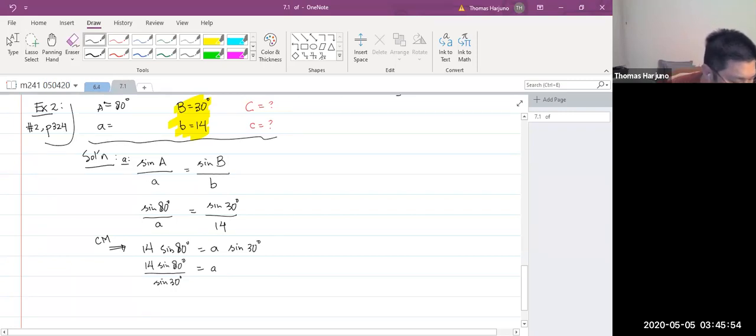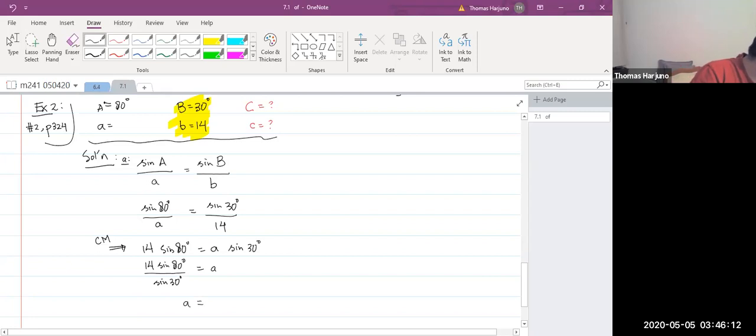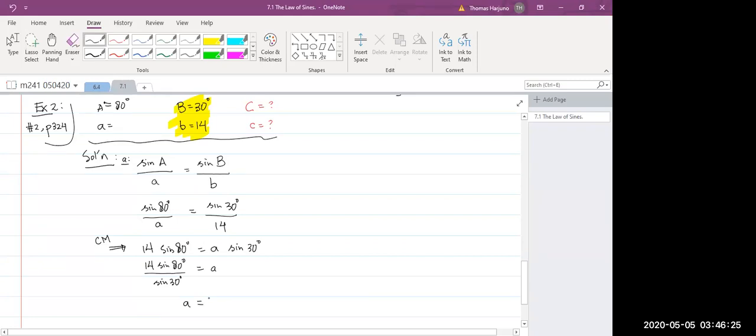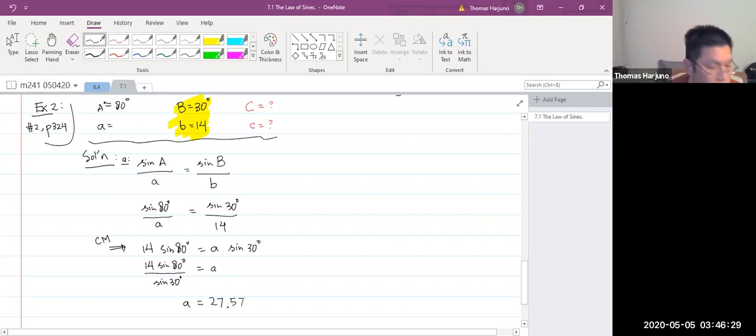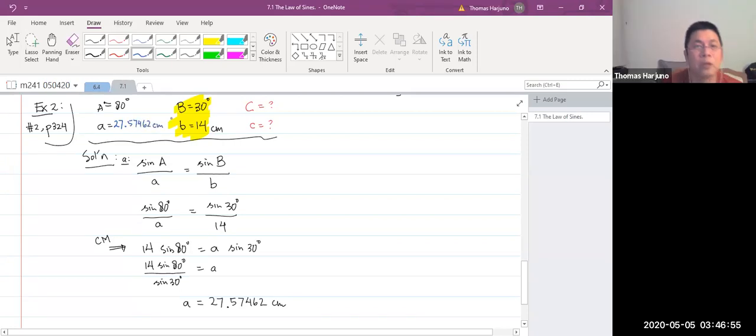Can you help me using your calculator? What will A equal? Five seven four six two. Good. Okay, they say this is 14 centimeters, so the unit here should also be centimeters. Okay, so we get that answer for side A. Let me use another color. This is 27.57462 centimeters. Okay, now let's go on.